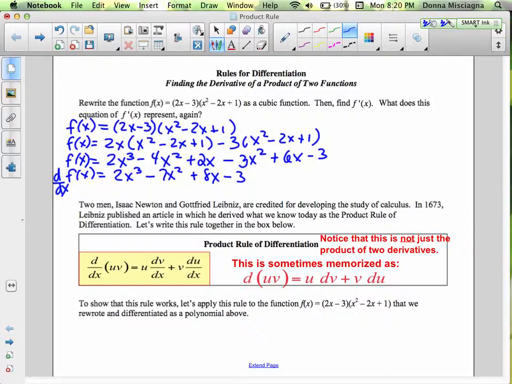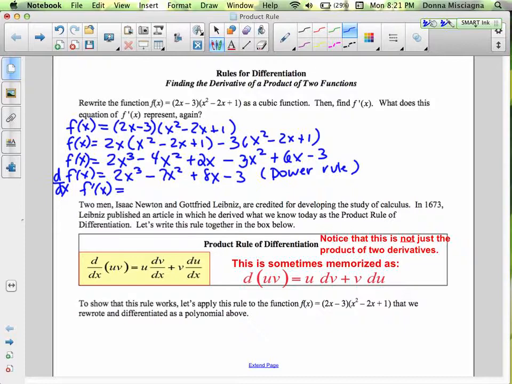So the derivative of f of x, that would be f prime of x. Oh, and by the way, we're going to take the derivative using the power rule, because it would take us a while to take this derivative using the limit definition. We can do it, but it'll take a little while. So I think we'll just use the power rule.